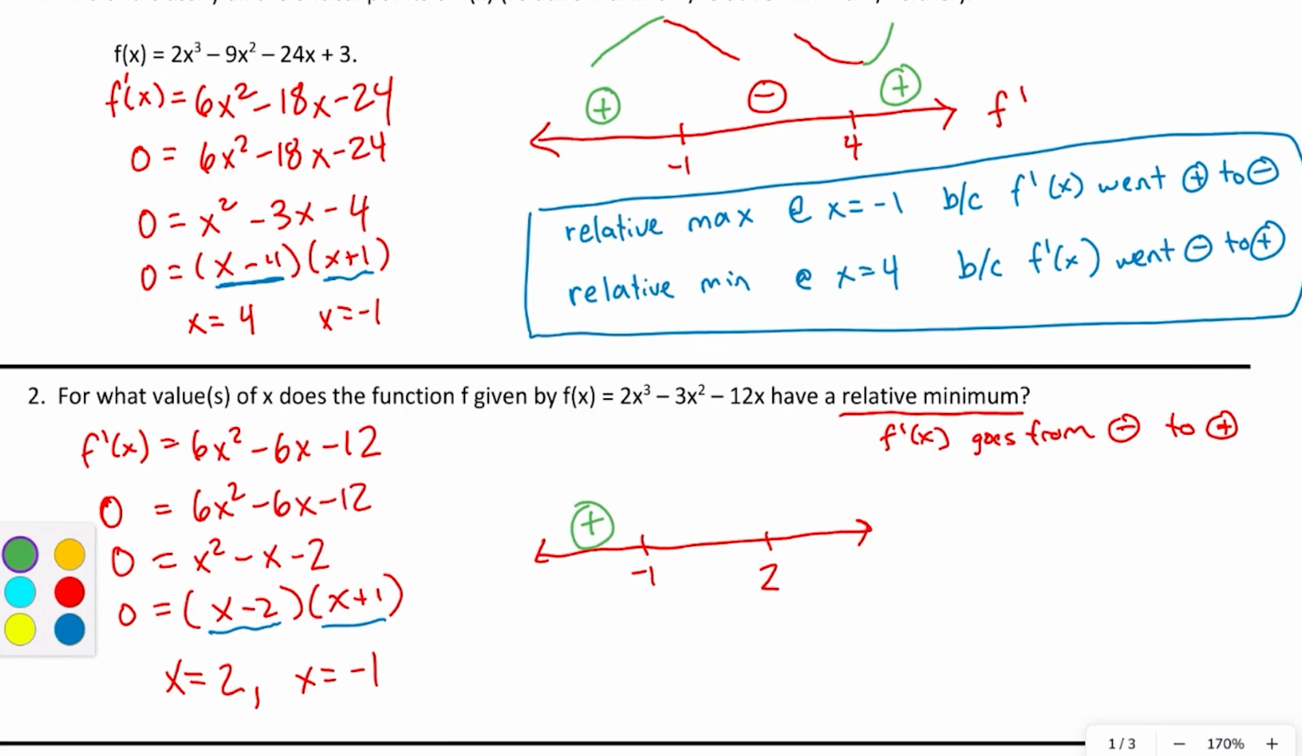If I plug in 0, I'm going to get a negative times a positive, which is negative. And if I pick a number like 10, I'm going to get a positive times a positive, which is positive. So I can see at negative 1, I've got a local maximum, and at 2, I have a local minimum. So that's going to be the answer to my question.